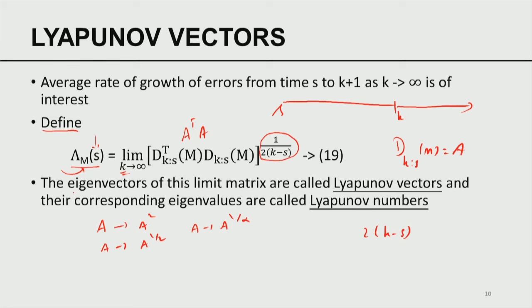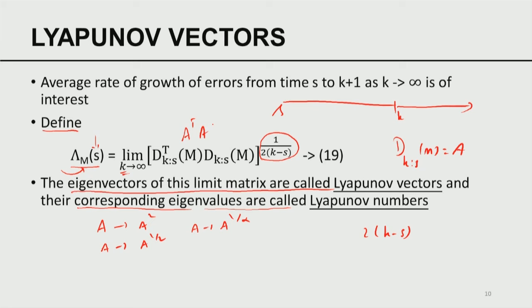The eigenvectors of this limiting matrix are called Lyapunov vectors, and the corresponding eigenvalues of this limiting matrix are called Lyapunov numbers. We are going to talk about these two, but before we go there, I would like you to be able to appreciate the definition of this matrix. So what is this? It is a product of A transpose A. A transpose A is the Gramian. A transpose A depends on S and K. I am keeping S and M, the model, fixed. I am letting K go to infinity.